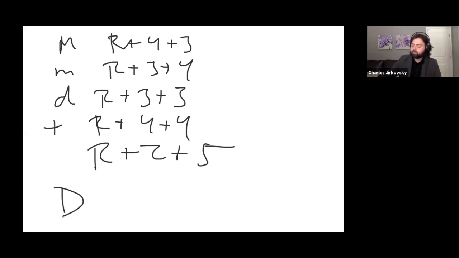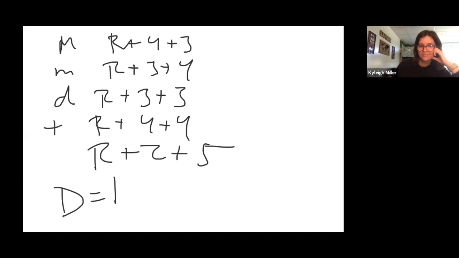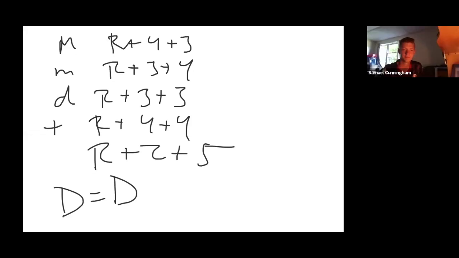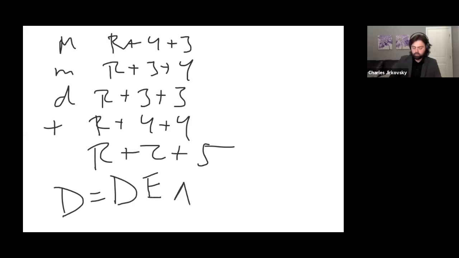So in the key of D, what's the root? D. Yeah, the root of D is D. What's 2 half steps higher than D? E. And what's 5 half steps higher than E? A. Yeah. So that gives you your D sus2.